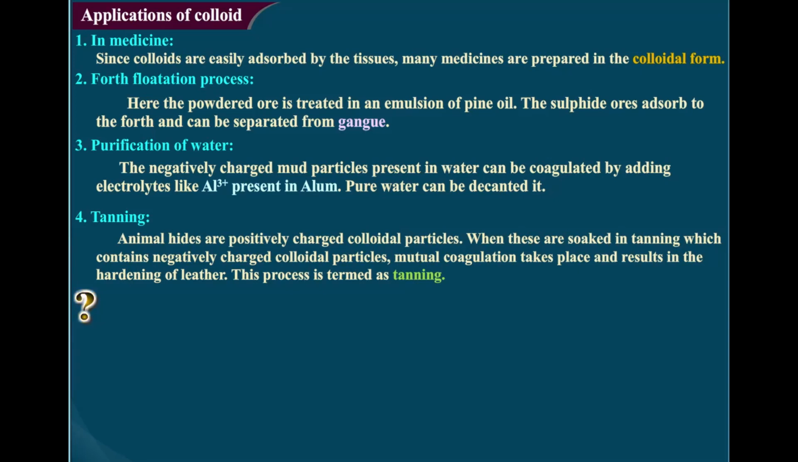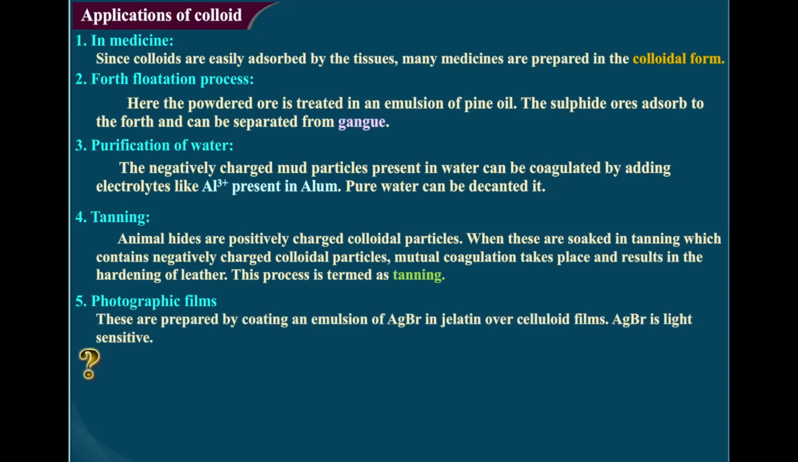Reading it, the animal hides are positively charged colloidal particles. When these are soaked in tannin, which contains negatively charged colloidal particles, mutual coagulation takes place and results in the hardening of leather. This is called tanning.